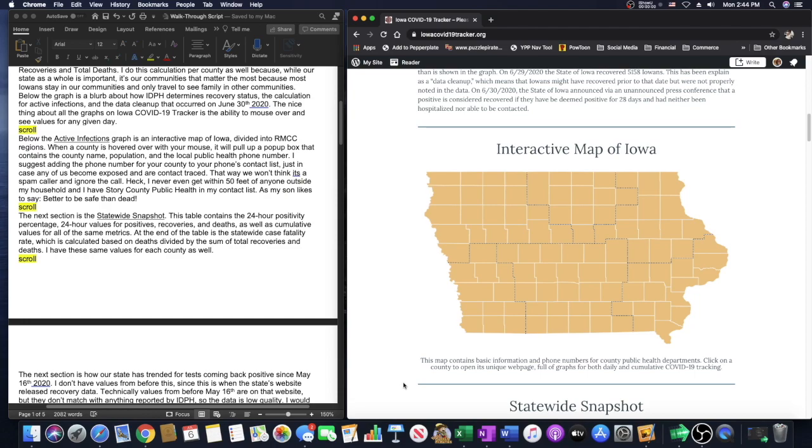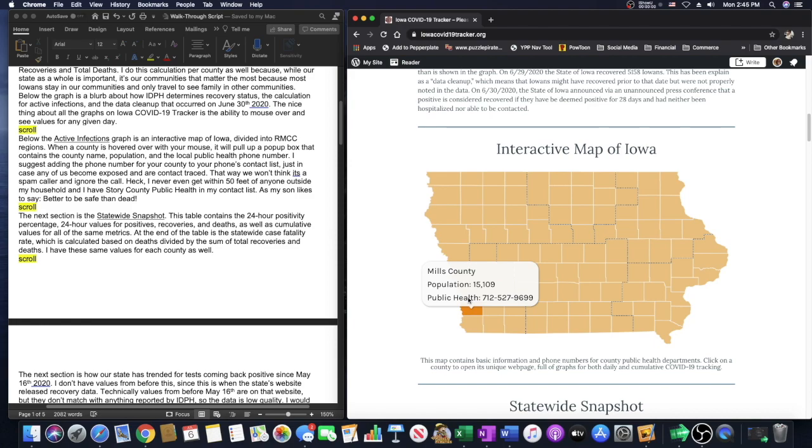Below the active infections graph is an interactive map of Iowa, divided into RMCC regions. When a county is hovered over with your mouse, it will pull up a pop-up box that contains the county name, population, and the local public health phone number.